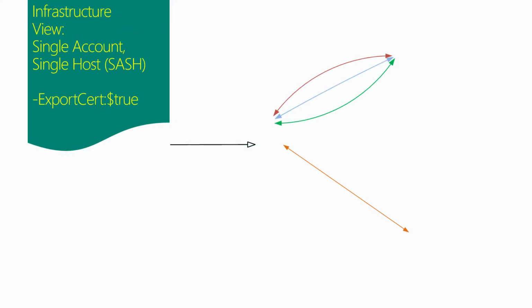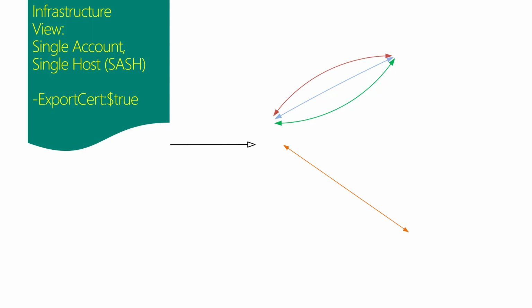Now we'll change the perspective to the physical view of the infrastructure. More specifically, we're looking at the single account, single host scenario where a single user usr.g1.s1 is logging on to a single development machine, AZR dev 1001, to execute the script.